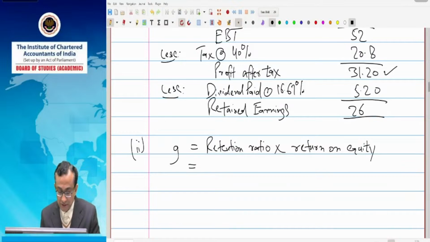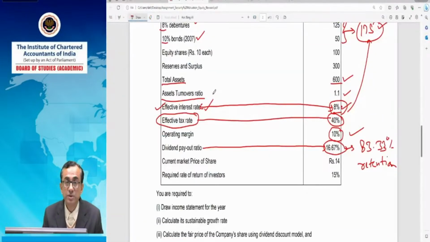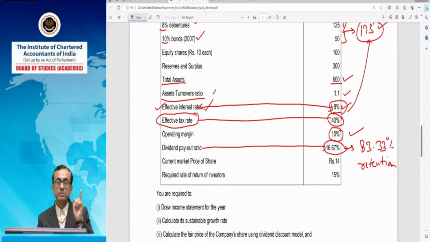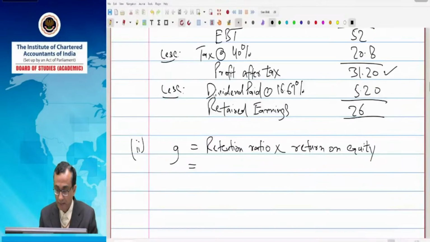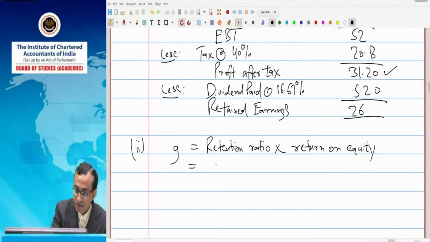So what is the retention ratio? Retention ratio is 83.33% because 16.67% the company is paying as dividend. If 16.67% is paid as dividend, then the retention ratio will be 100 minus 16.67%, which is 83.33%. So 83.33% the company is retaining as retained earnings. So the retention ratio is 0.8333 into return on equity.